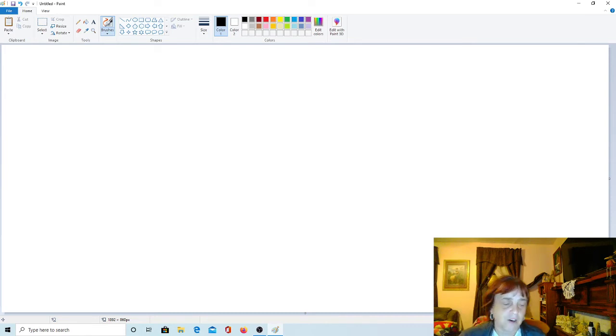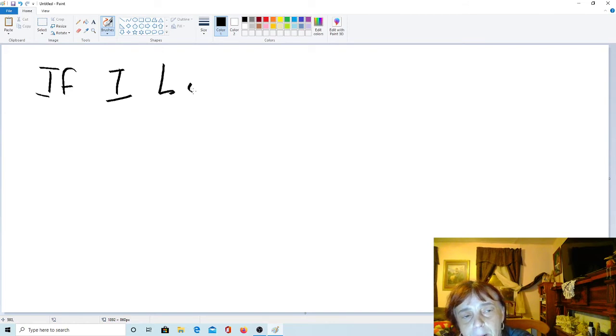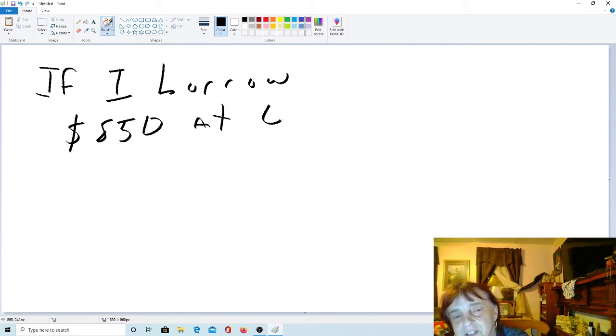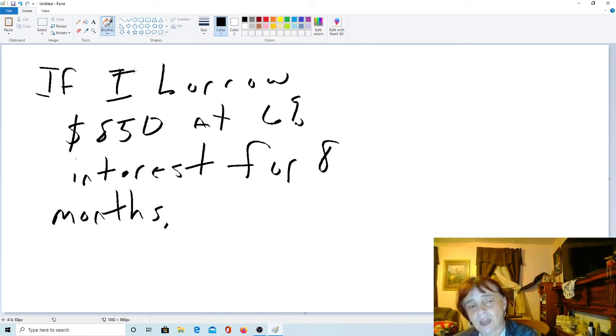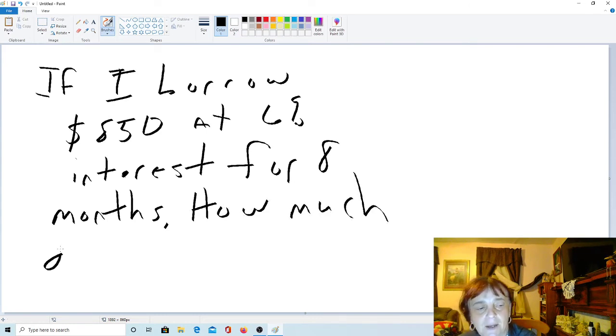Okay, now another thing we've gone over is interest. Okay, simple interest, compound interest. If I borrow $850 at 6% interest for 8 months, how much do I need to repay back?